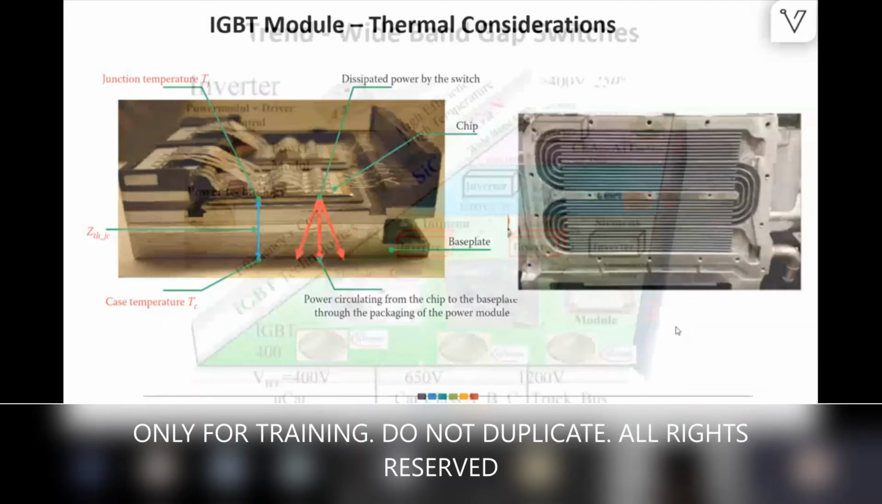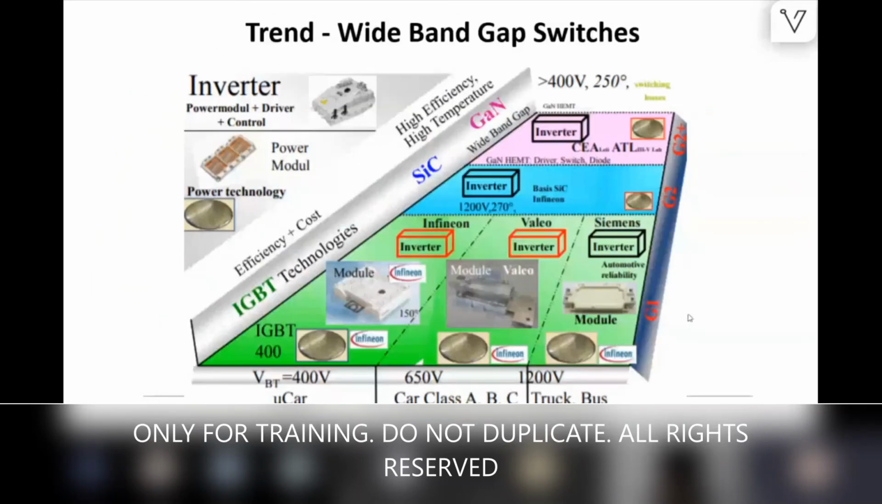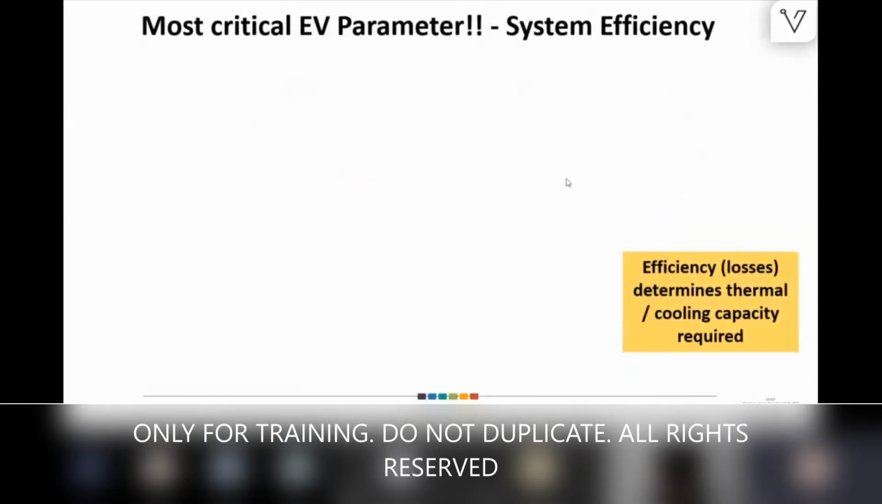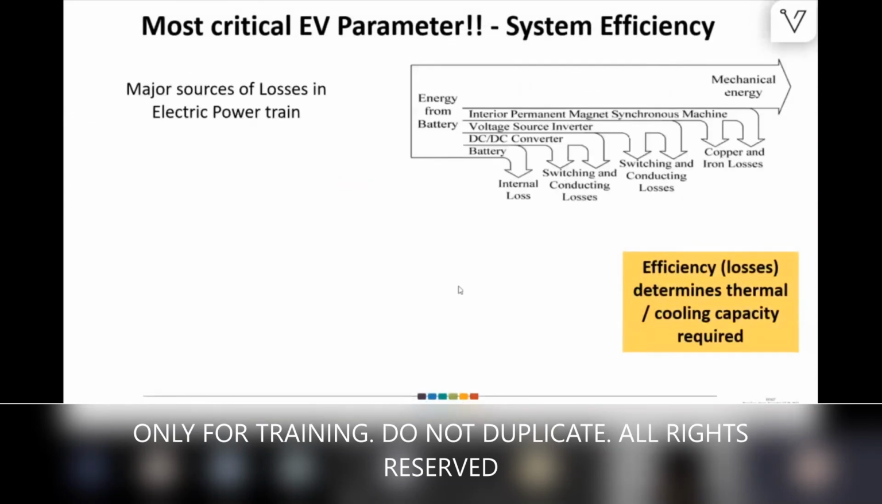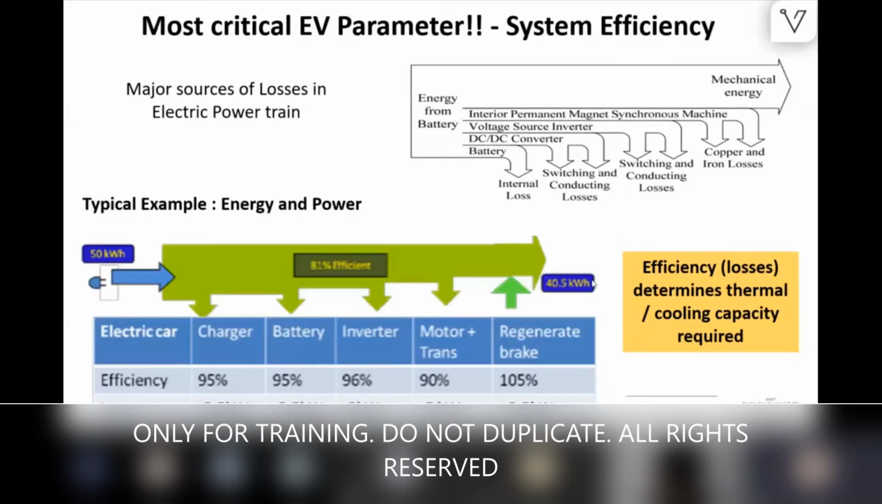We are moving to SiC and GaN technology in inverters, and that is where we have to keep watching how the tier 1 suppliers and also the OEMs are doing. The key element, as I mentioned, is the system efficiency, and the more components you bring into the powertrain, they are all sources of losses.